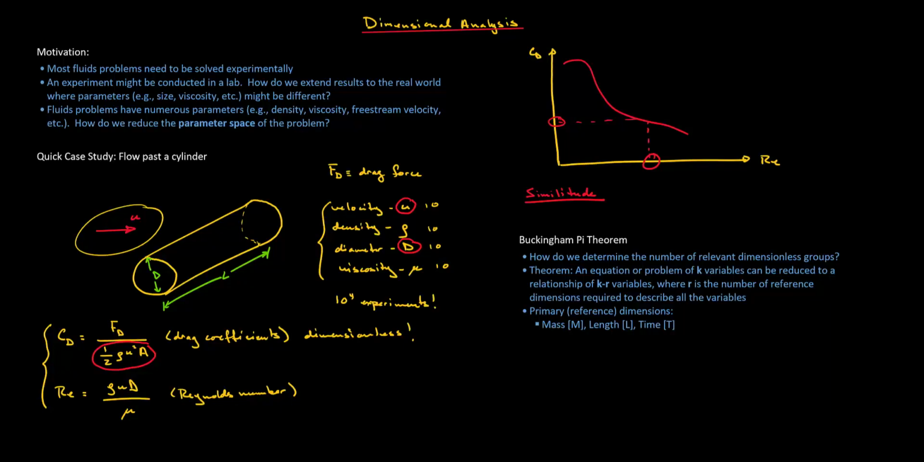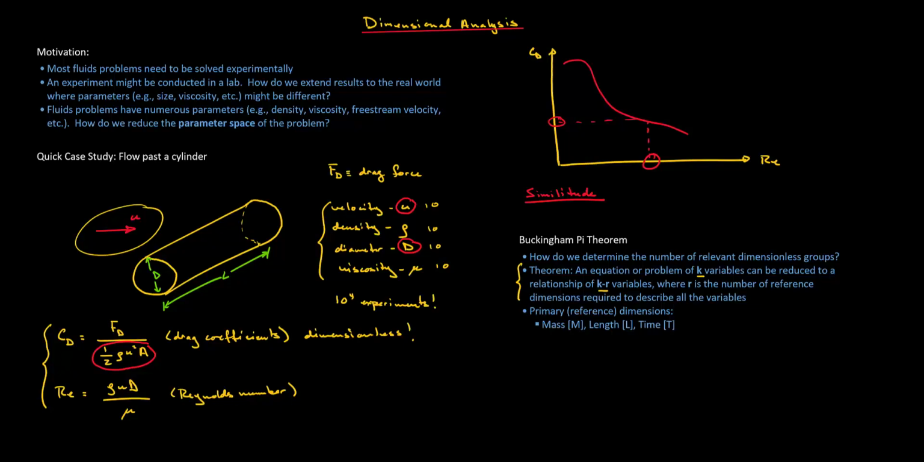So in order to determine how many dimensionless groups are relevant to a certain problem, we make use of a very powerful theorem called the Buckingham Pi Theorem. The theorem states the following: an equation or problem of k variables can be reduced to a relationship of k minus r variables, where r is the number of reference dimensions required to describe all the variables.